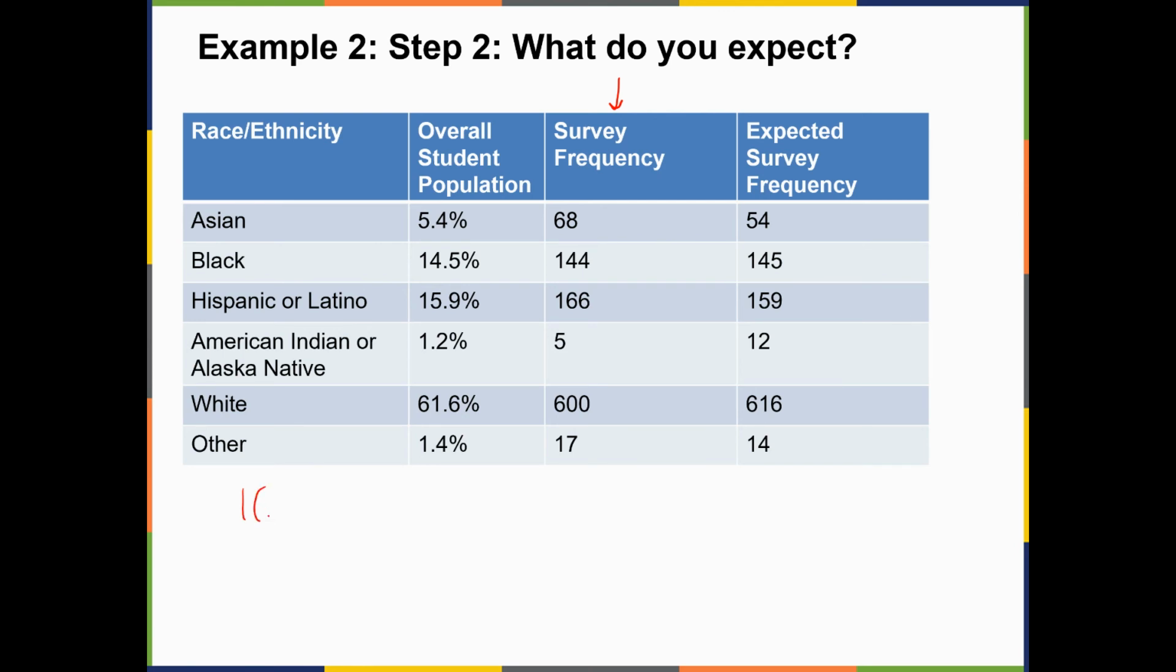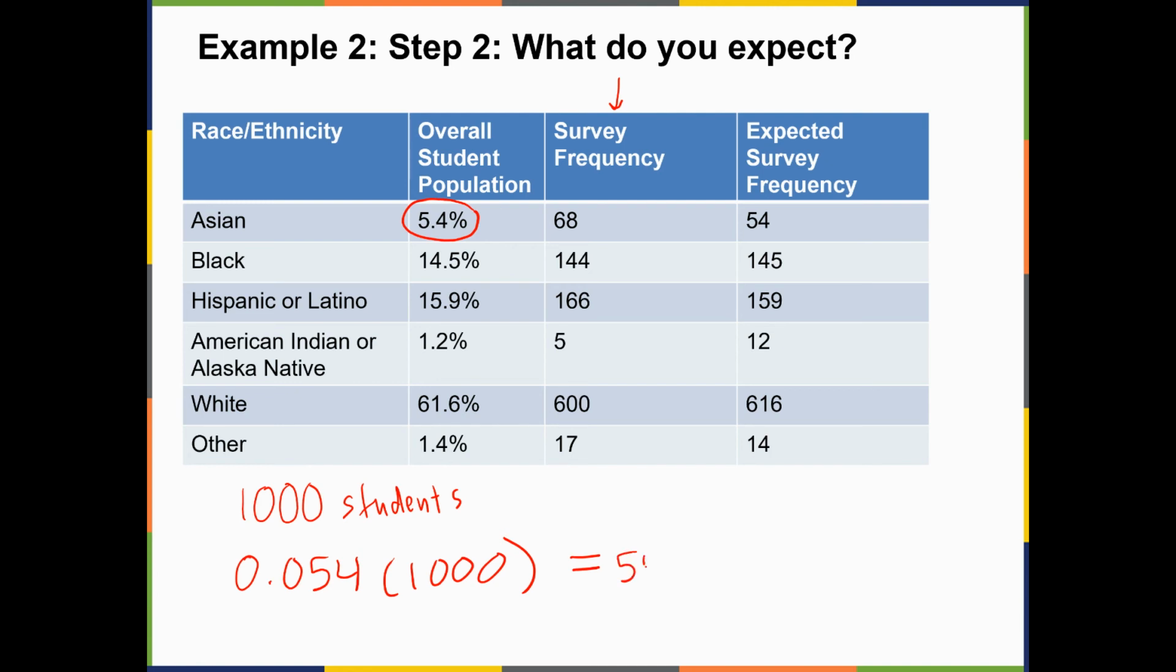It was 1,000 students that were surveyed. We have to do a little bit of arithmetic here. If we expect 5.4% of 1,000 to be Asian, that means we're going to take 0.054 times 1,000. That's the expected number of students in our 1,000 student population that should be Asian. So our expected value is 1,000 times 0.054, which is 54.